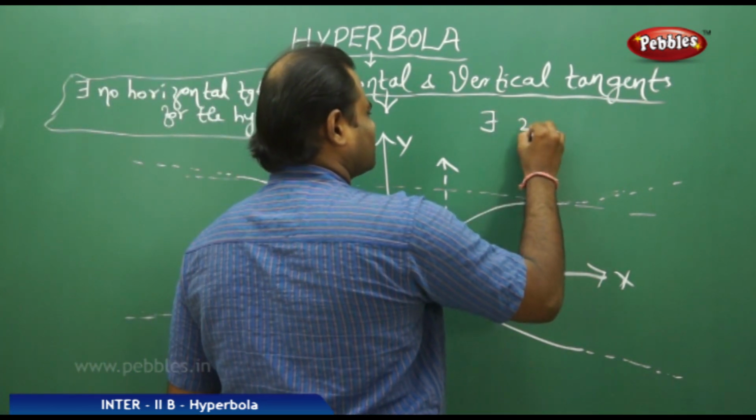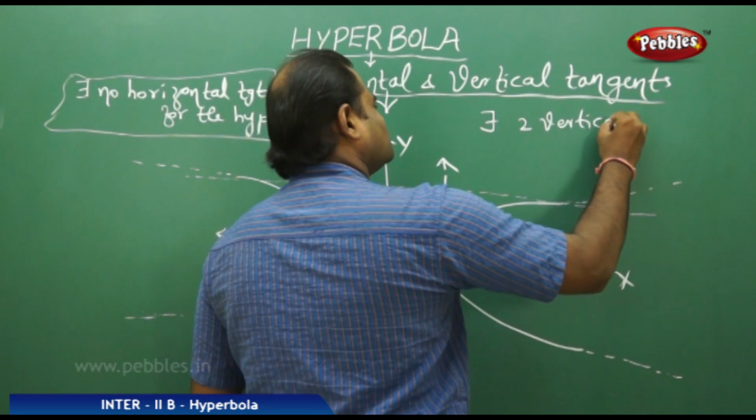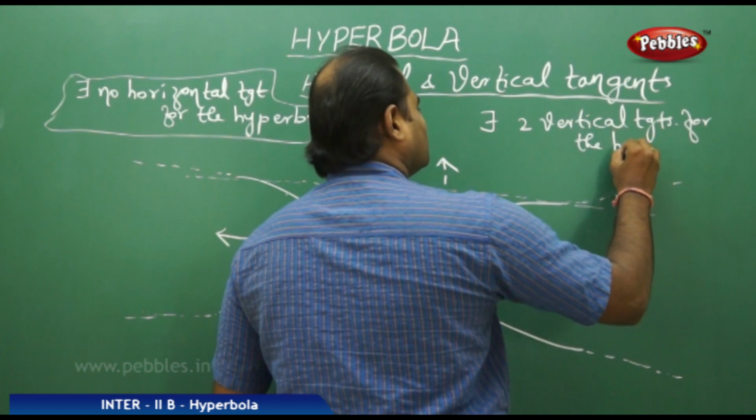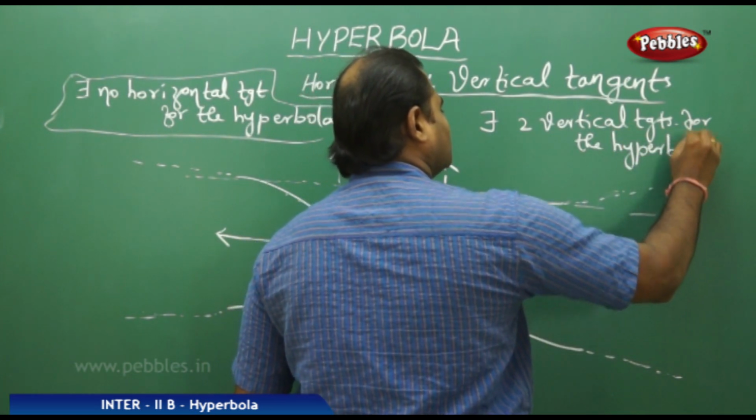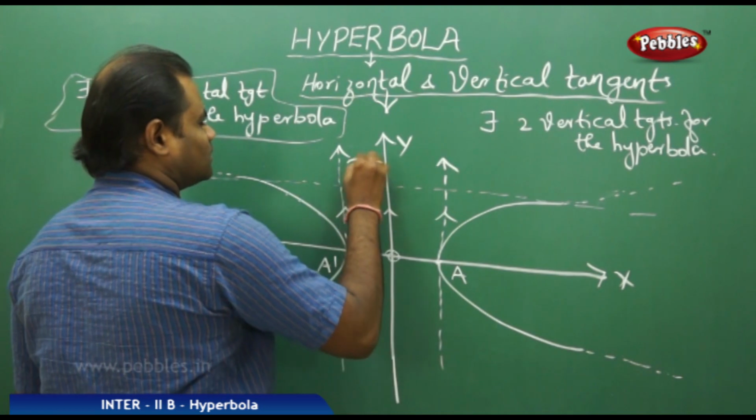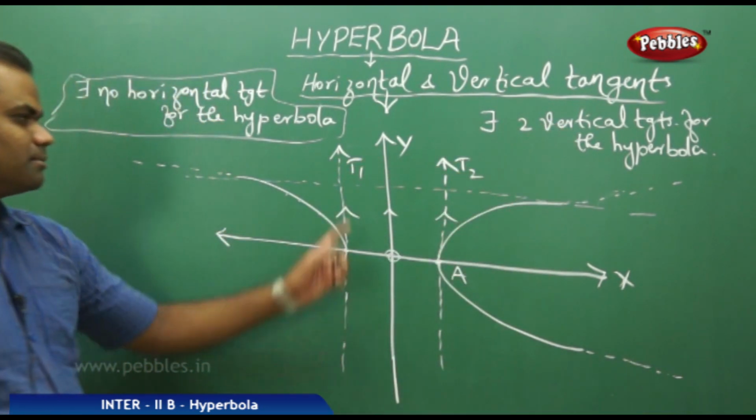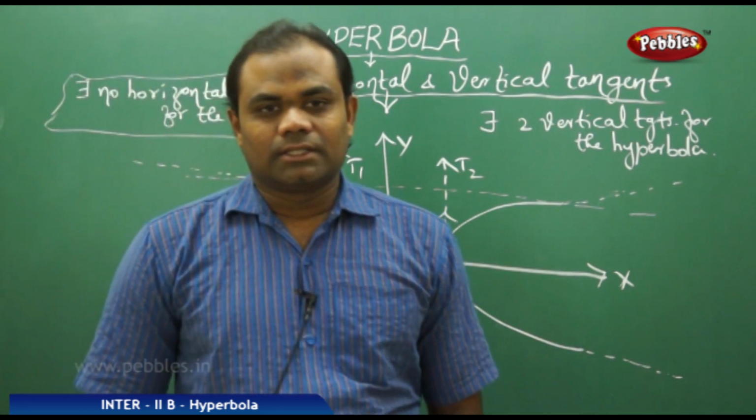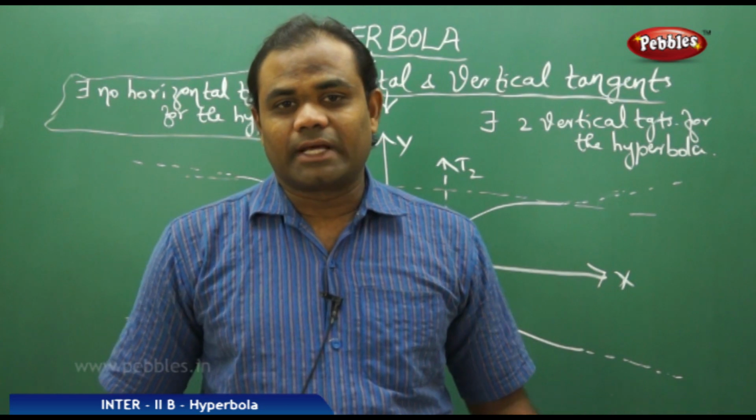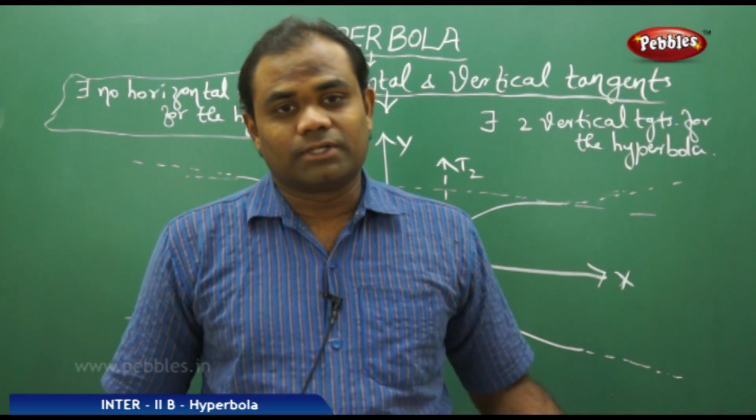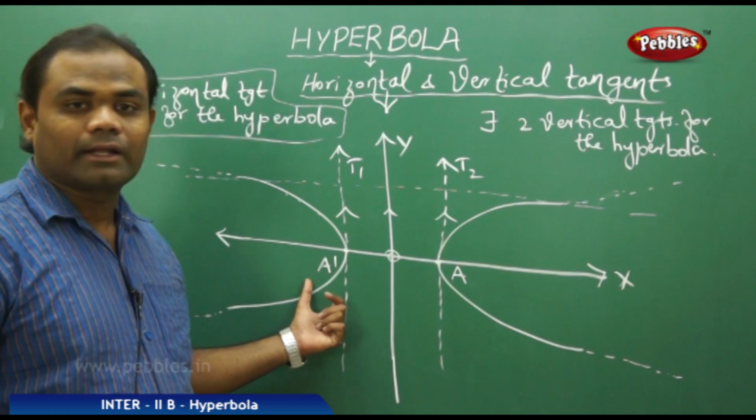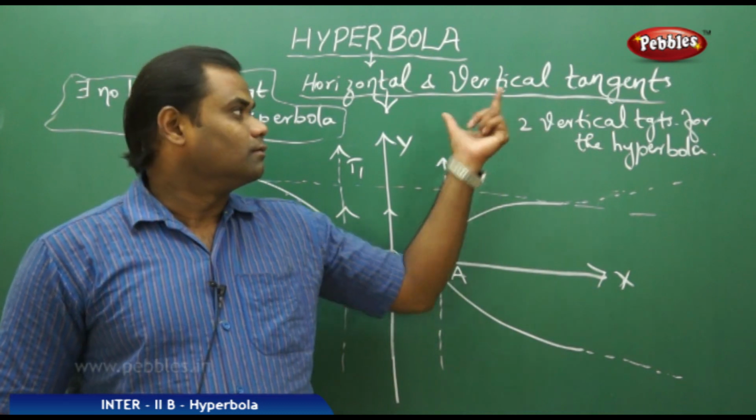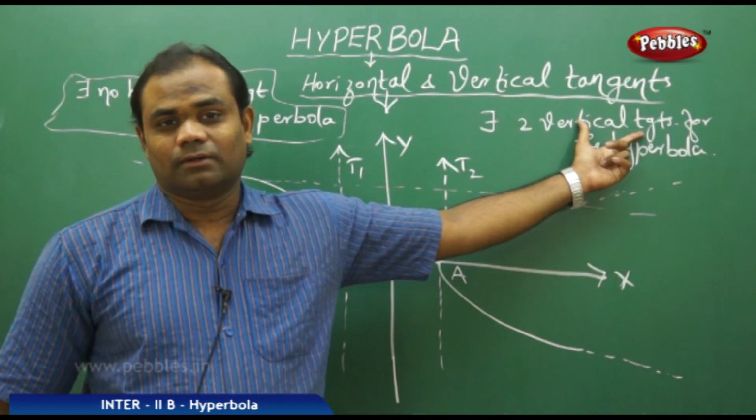There exist two vertical tangents for the hyperbola. So these are the two vertical tangents, T1 and T2, as can be seen in the diagram. This makes us conclude that for a hyperbola there are no horizontal tangents, but there are two vertical tangents at the vertices A and A dash. This is how we conclude the concept of horizontal and vertical tangents for the hyperbola.